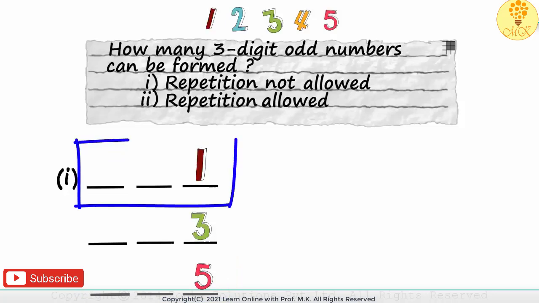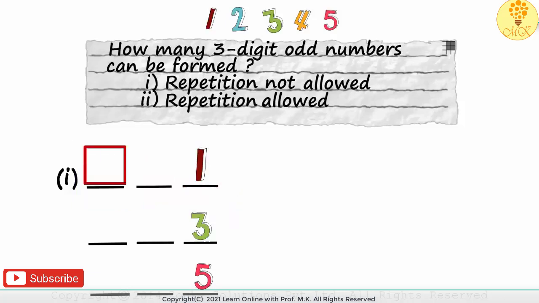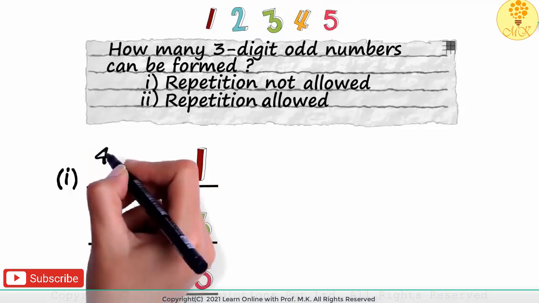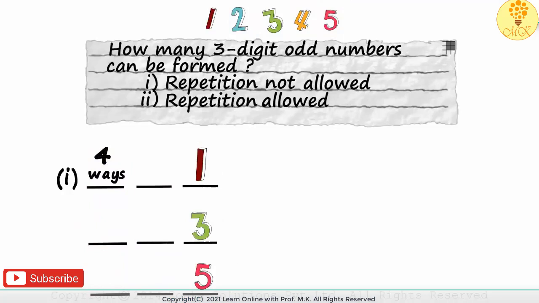Now focus on the first possibility. The number ends with a 1. In how many ways can we fill the first slot or the hundredth slot? What do you think? The digit 1 is gone, so the hundredths place can be filled with any one of the remaining 4 digits, 2, 3, 4 or 5. 4 ways in which it can be filled.